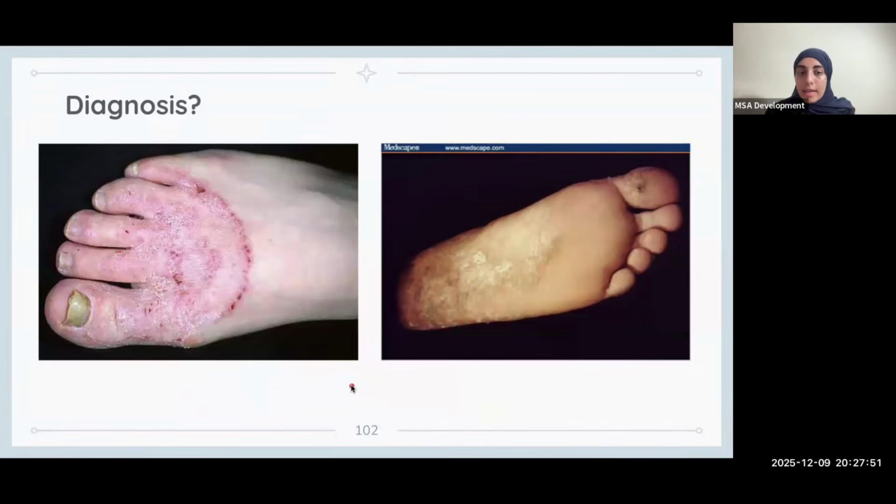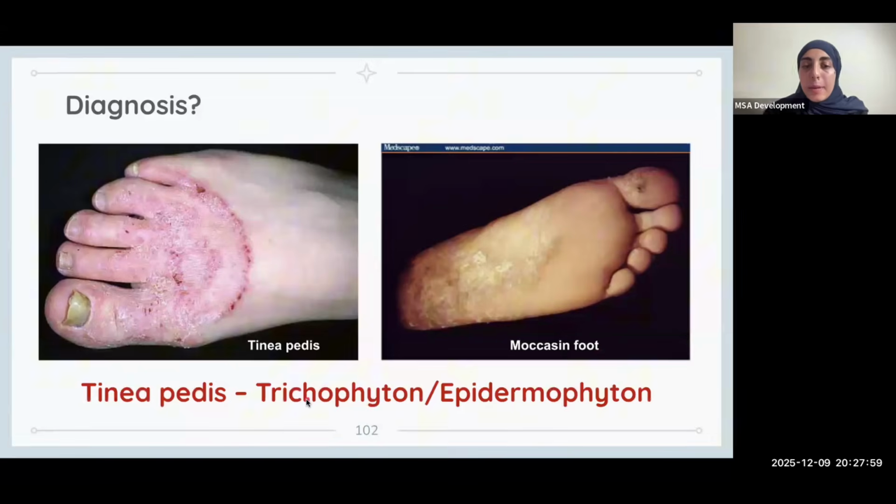Now, again, same thing, but on the foot, what do we call it? This is Tinea pedis, okay? Because ped is foot. So Tinea pedis is on the foot. And this one on the right is basically when the Tinea pedis is more chronic. So this is how it looks.